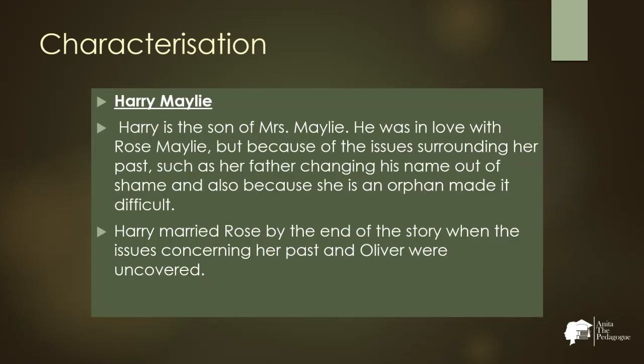Harry Maylie. He is the son of Mrs. Maylie. He was in love with Rose Maylie, but because of the issues surrounding her past, such as her father changing his name out of shame and also because she is an orphan, it was difficult for them to get engaged and married. However, Harry married Rose by the end of the story when the issues concerning her past and Oliver were uncovered.